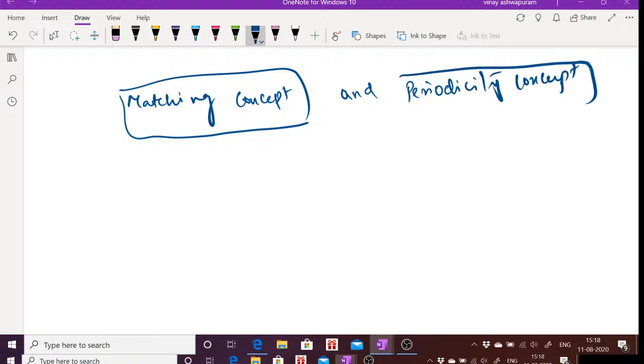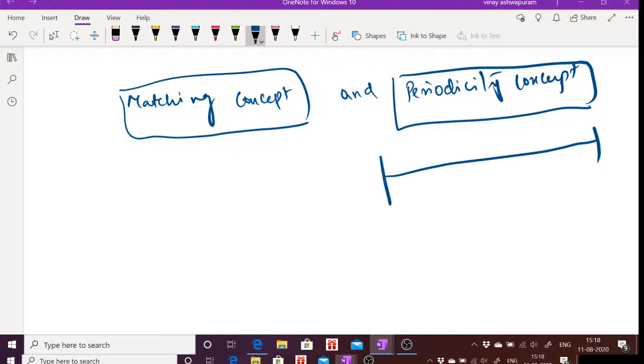So what does the periodicity concept say? The periodicity concept says that every year you have to write your profit and loss account. For that year, you have to take only those things which accrued during the year. Anything which accrued or happened during the year, those things you have to take care of.